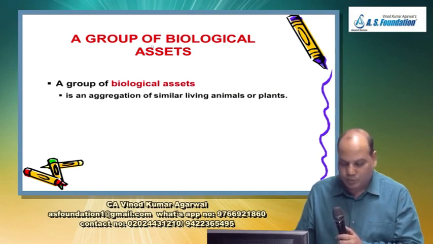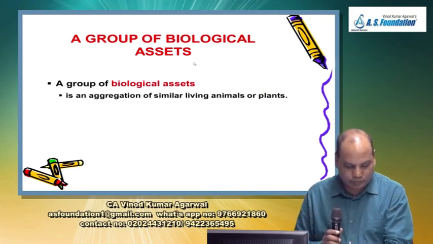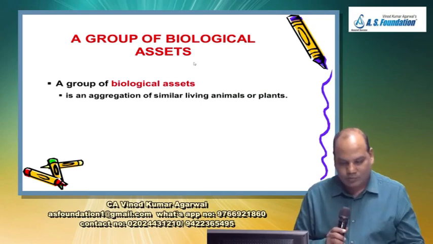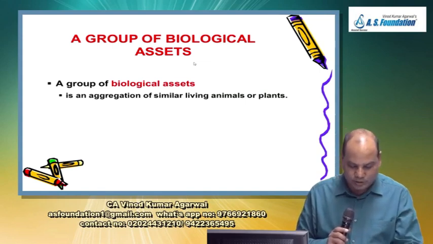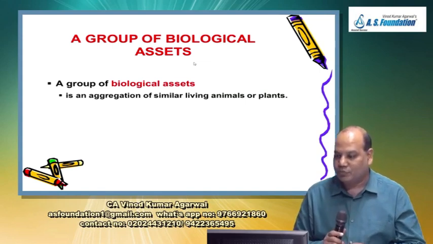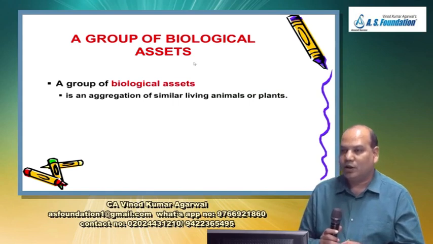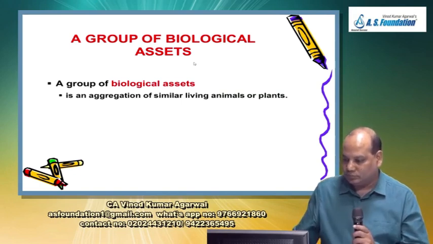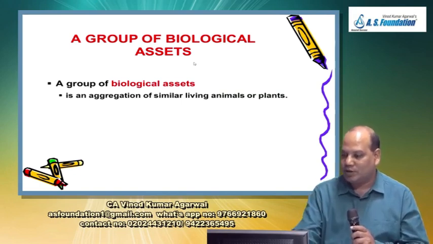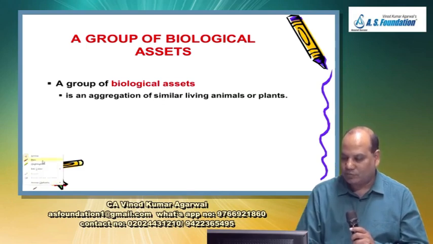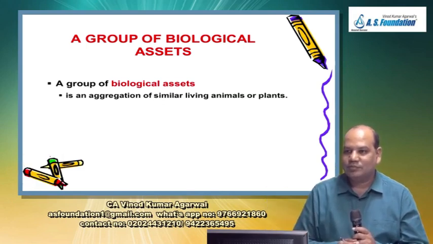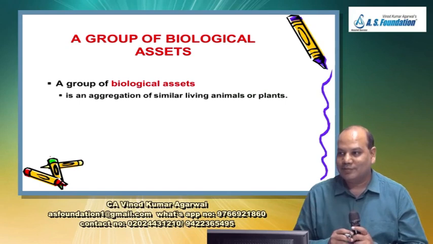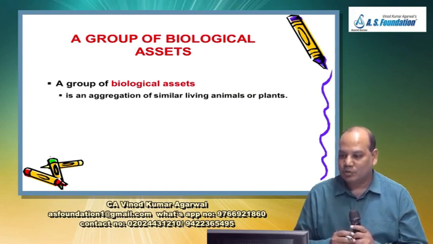Now next is a group of biological assets. Check where it is printed. A group of biological assets, same place. A group of biological assets is an aggregation of similar living animals and plants. Now in this standard, why is this there? Suppose you have 1000 cows, you have to value them. Are you going to value them individually? Possible? No.